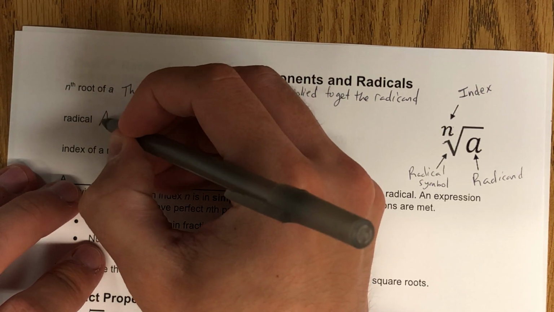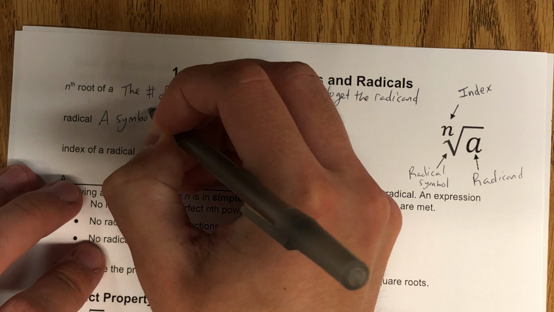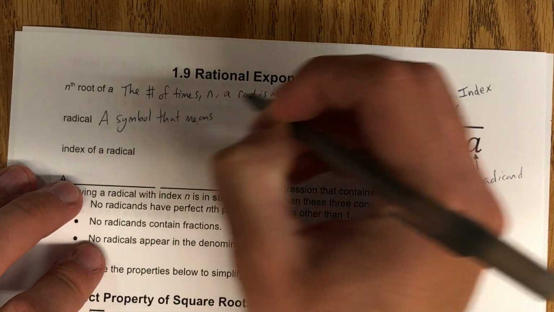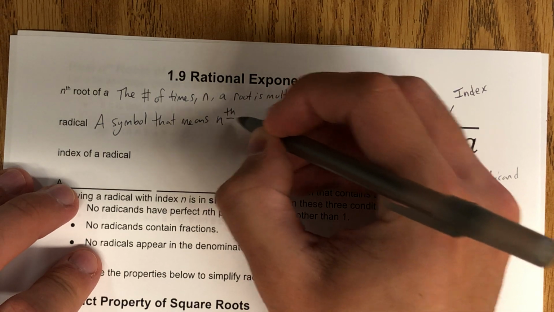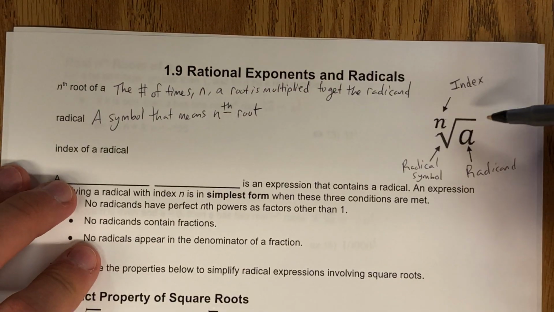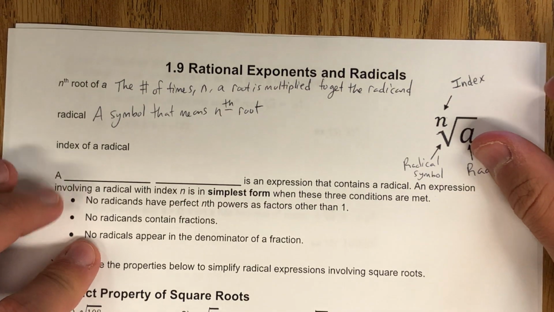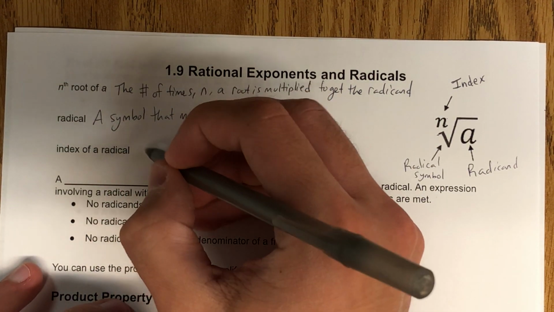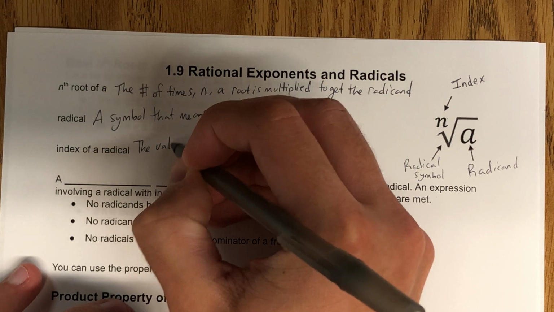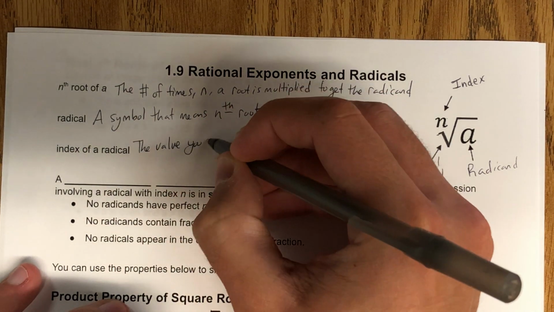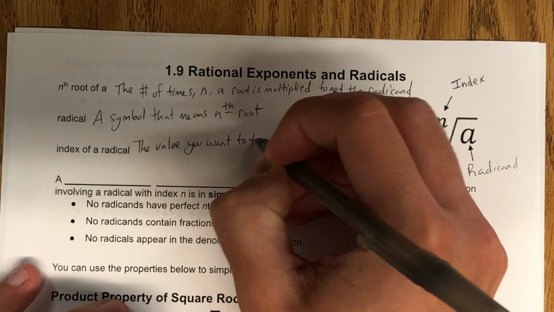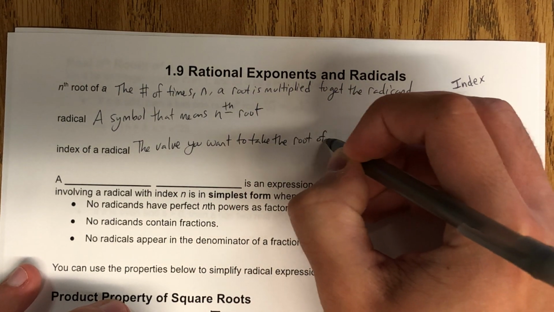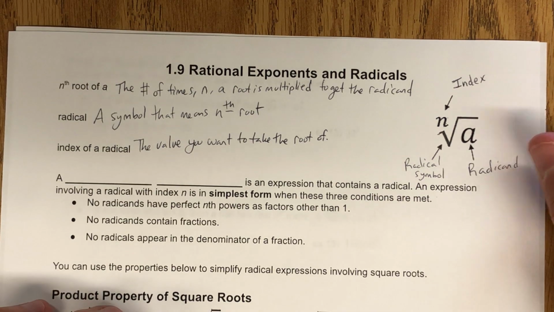The radical here is just a symbol that means nth root. So depending on what you have up there for n, that's your number root. And then lastly, the radicand of a radical is the value you want to take the root of.